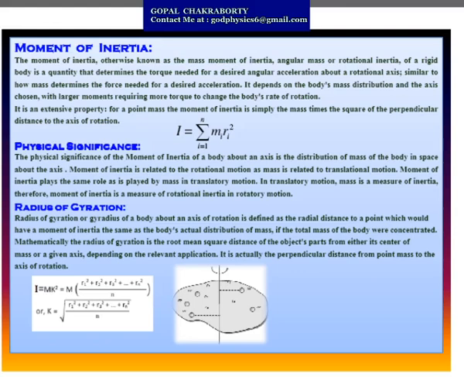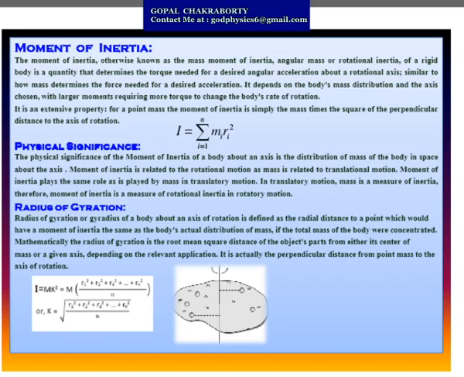Moment of inertia plays the same role in rotational motion as mass plays in translatory motion. In translatory motion, mass is a measure of inertia. Therefore, moment of inertia is a measure of rotational inertia in rotatory motion.